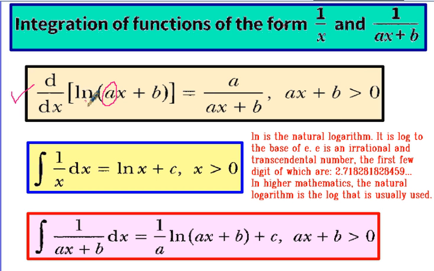So what is ln here? Ln is natural log and it is with base e. The value of e is what? Irrational number and transcendental number, which is 2.718. This is for your reference. 2.718 is the value of e, and in higher mathematics the natural log is log only. We generally call it log.